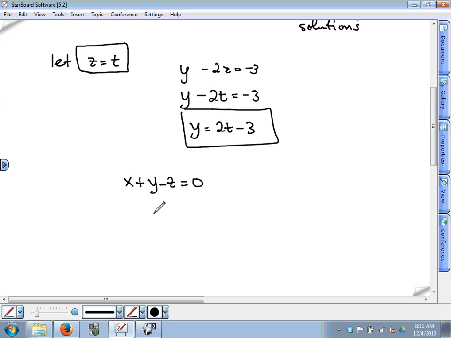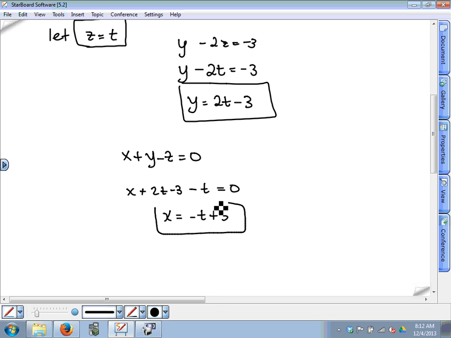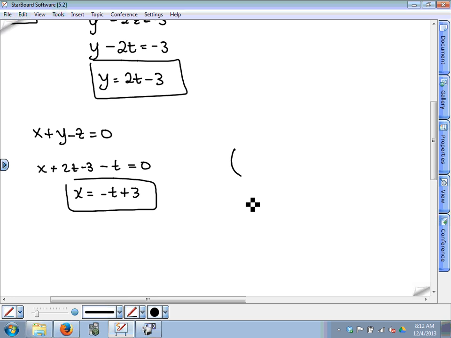Make your substitutions. If Y is 2T minus 3 and Z is T, this becomes X plus 2T minus 3 minus T is equal to 0. X is negative T plus 3. So those are all 3 of your variables. Make sure you represent it, though, in the form of an ordered triple: 3 minus T, 2T minus 3, and T.